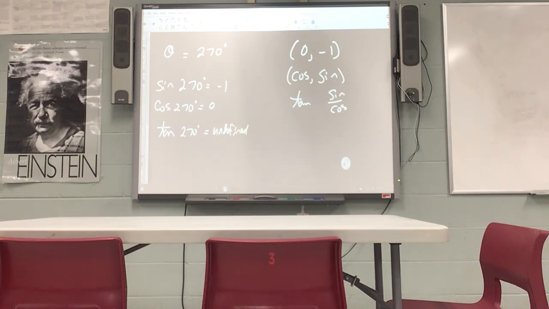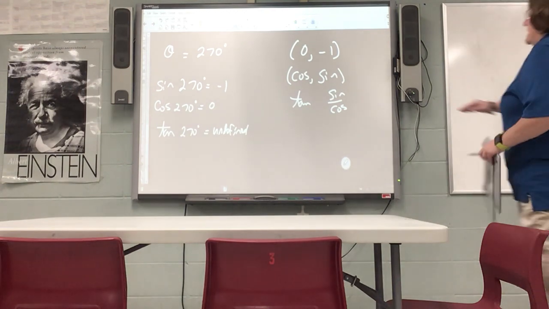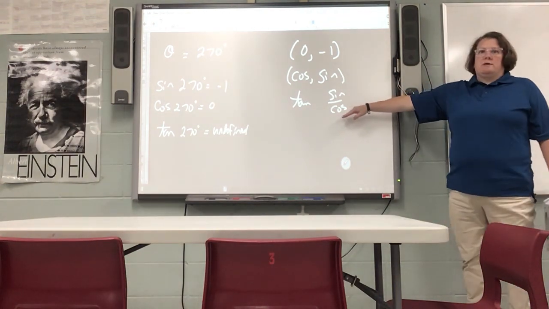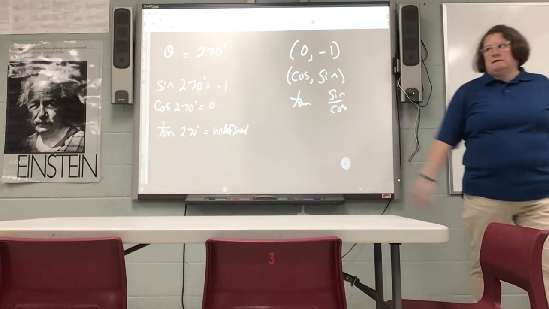Now, Christian was right, your calculator would tell you error if you did that. Do you see why it's undefined? Because you can't divide something by zero. Very good. That would put -1 over 0, and you can't divide by 0. When you have a 0 on the bottom, it's undefined.